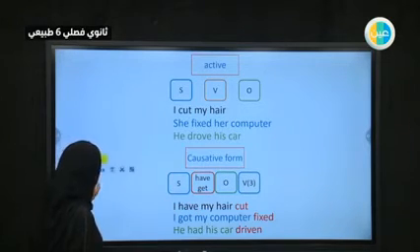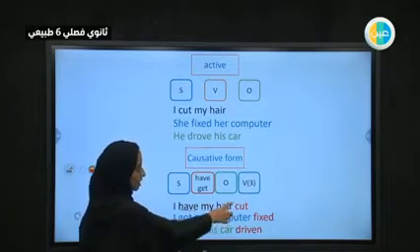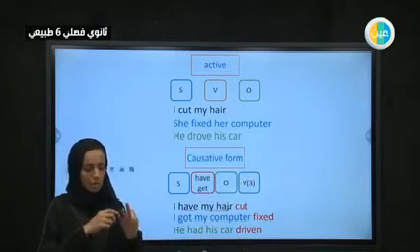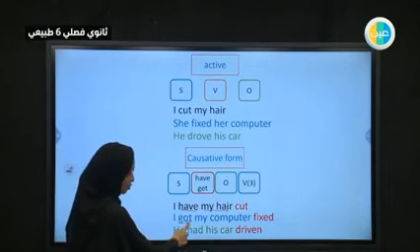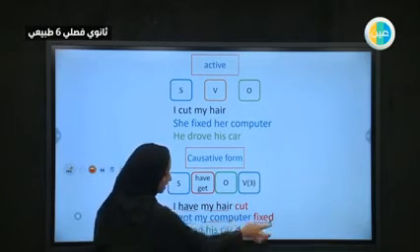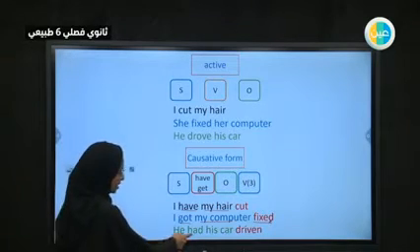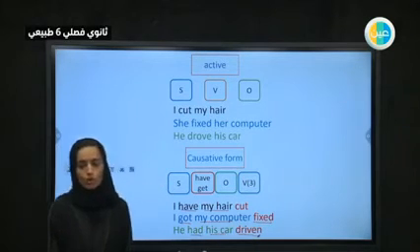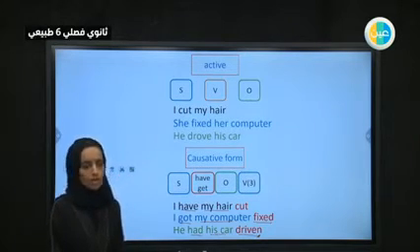So let's check it here. Then this is the object, my hair, cut, which is verb number 3. Cut is an irregular verb, just like put. We have cut, cut, and cut: present, past, and past participle. I don't know how to fix computers. I got my computer fixed. I don't know how to do it, so I hired someone, a technician. He had his car driven. He doesn't know how to drive the car, so he asked someone to drive his car for him.